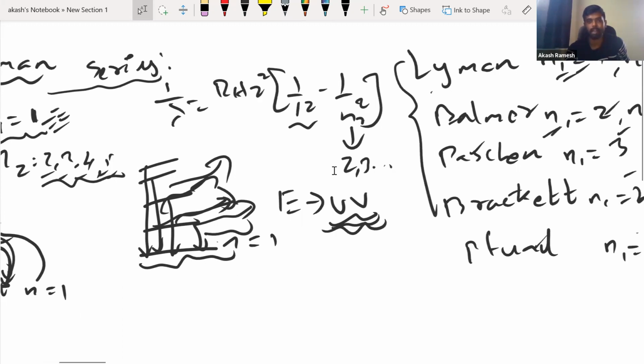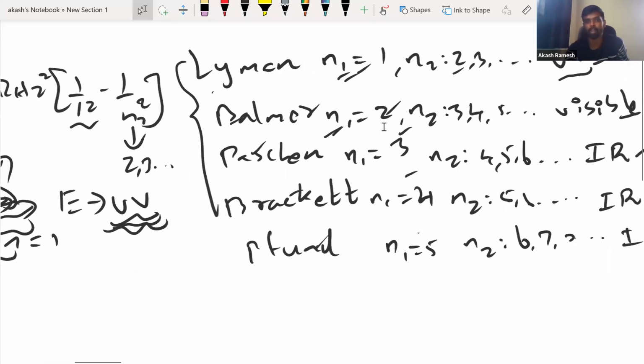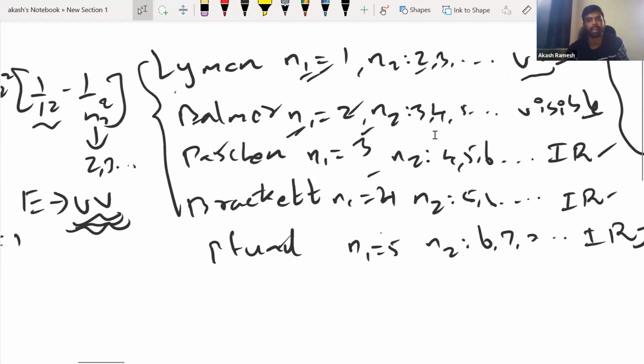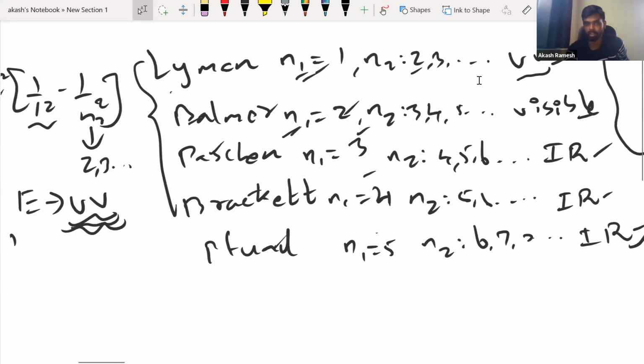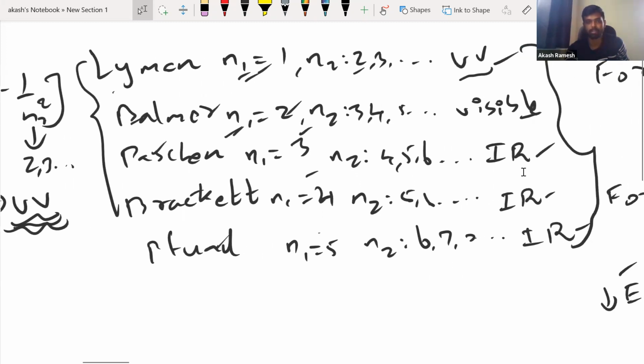Like that, we have Balmer, Paschen, Brackett, and Pfund. You just have to go on consecutively increasing the n1 value. For Balmer n1 is 2, for Paschen it's 3, for Brackett it's 4, for Pfund it's 5, right? And n2 can be anything higher than n1. As for the radiations, for Lyman it is UV, for Balmer it is visible, and for all the other three it is infrared. I hope you all know UV is ultraviolet.